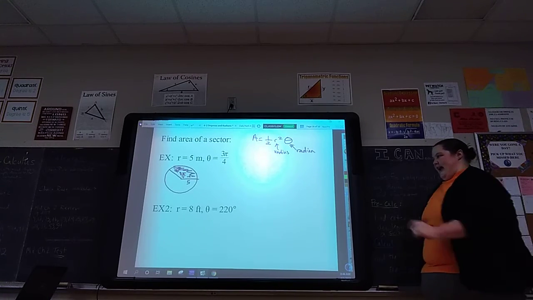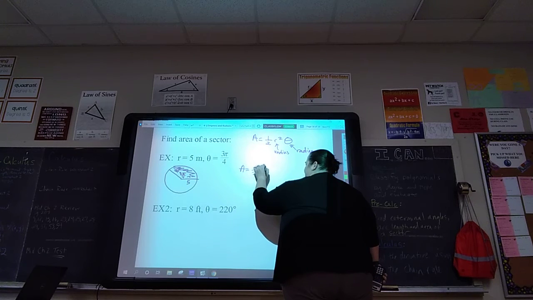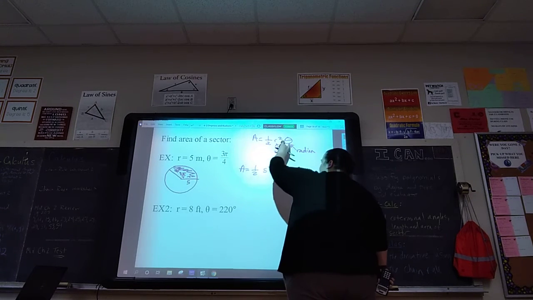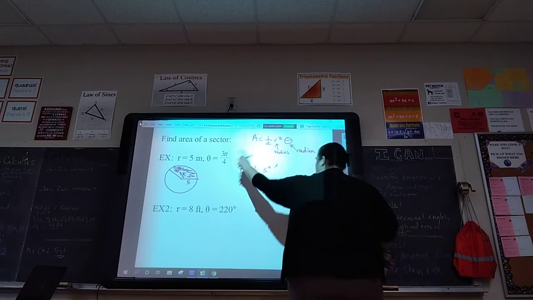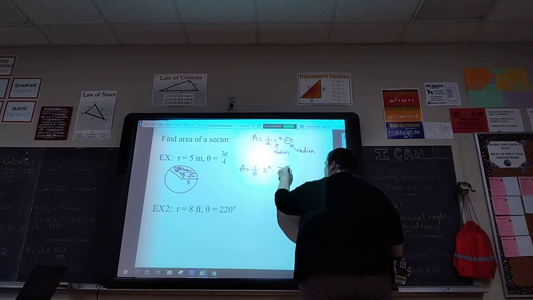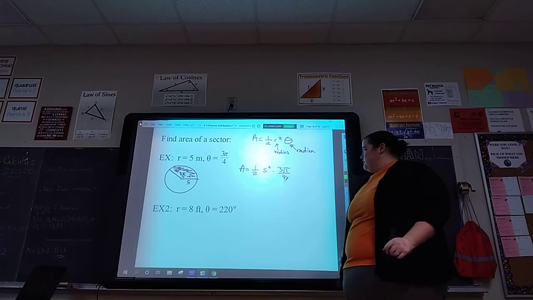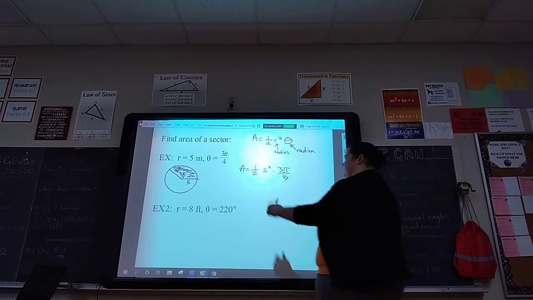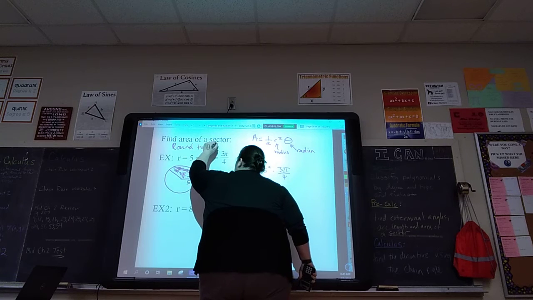So I have my radius, so I'll set up my area. So 1/2 radius squared, so 5 squared. And then I need my radian measurement. Is my angle in radians? Yes, it is. So I just need to take 3 pi over 4, so I don't need to worry about converting. So I just need to solve that out. Okay? And I am asking you to, I forgot to type this, round to nearest.